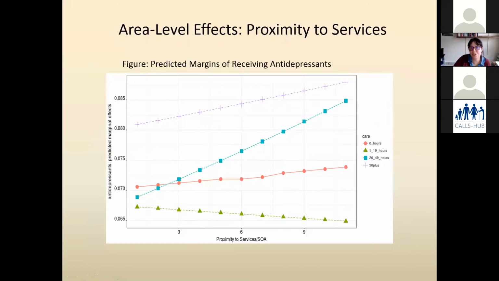And we find that those with a high caregiving workload, the light blue and light purple lines, the more remotely they live, the further away from services, the higher the slope, the more likely are they to be prescribed antidepressants. But those with a lower workload or non-caregivers aren't, which we found really interesting.